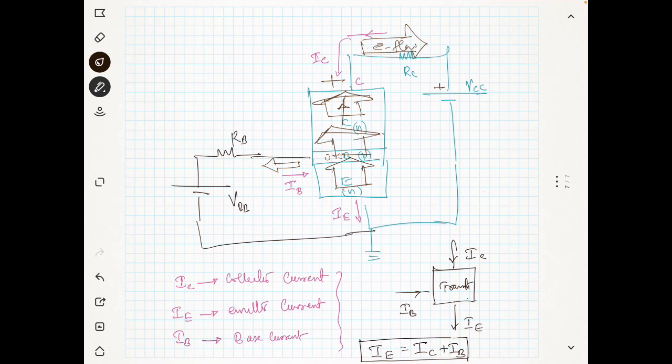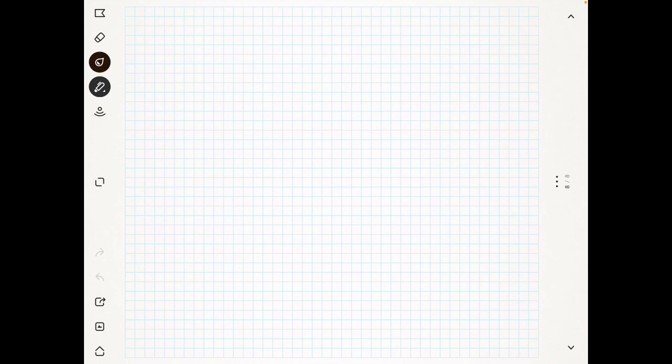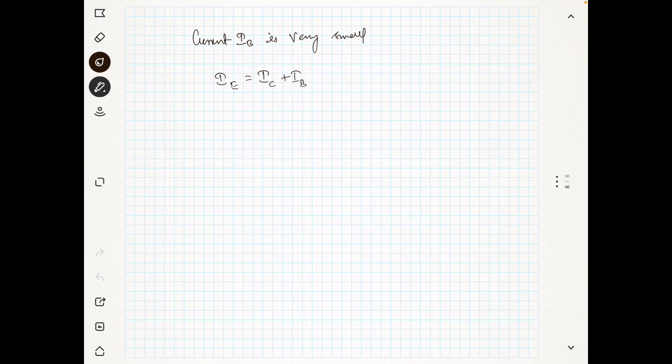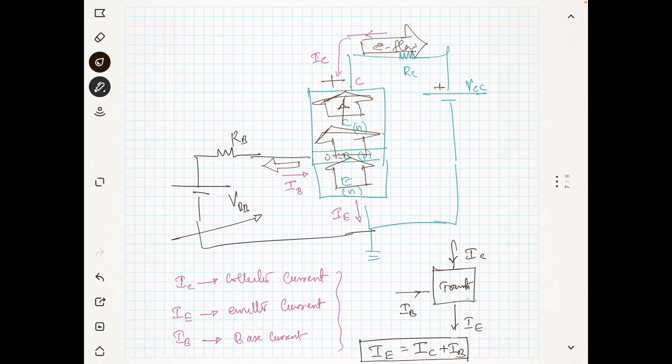transistor is working. Now I have already told you that the current IB is very small, and your IE is equal to IC plus IB. You can view this side as the input side, and I will tell you why it is known as the input side later. And this side is usually known as the output side. Input side and output side.